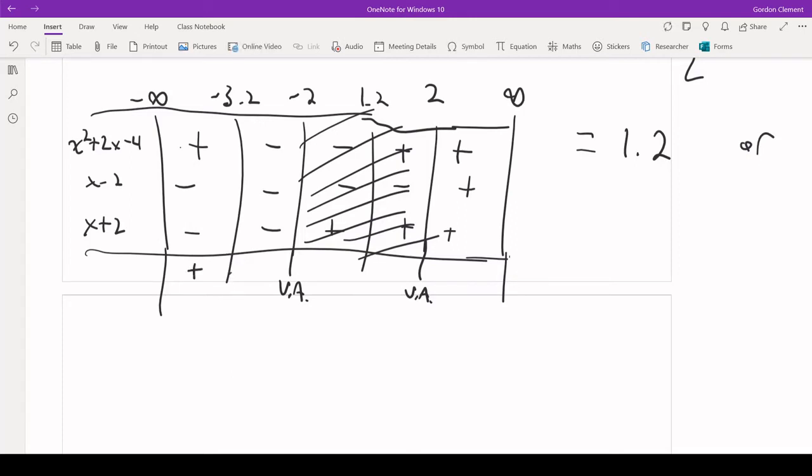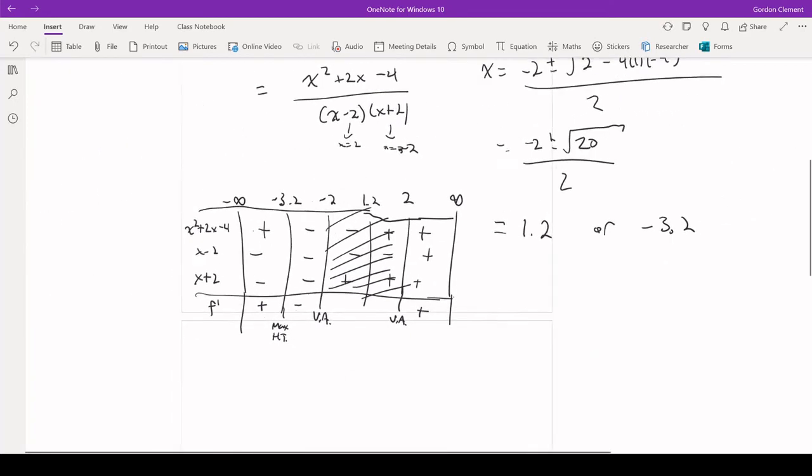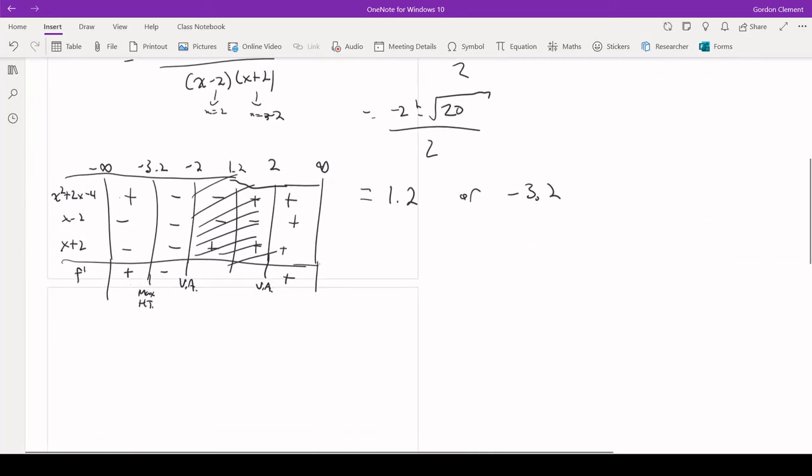So from there, I'll fill in the rest. This is my first derivative. So it's increasing, decreasing, doesn't exist, and then increasing after it doesn't exist. But we do get a maximum point at negative 3.2. It's a maximum with a horizontal tangent because the numerator of the derivative was 0 at negative 3.2. So I'm going to want the point for that, so I'll plug that into my original function.